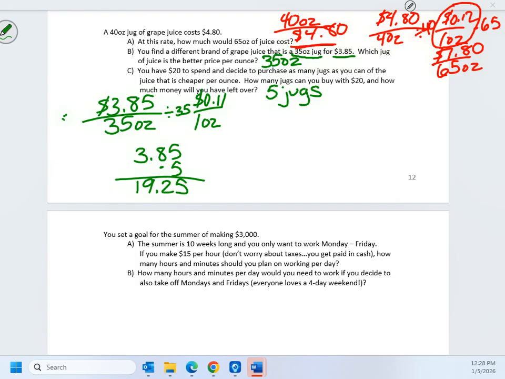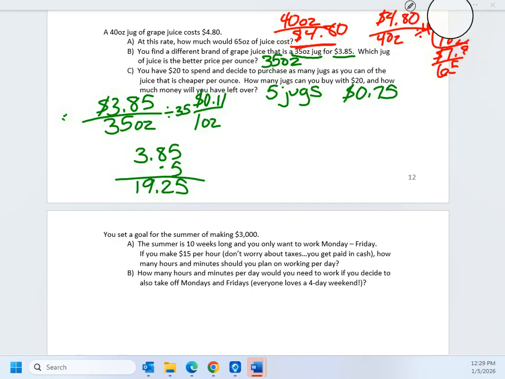I have a second question. What's the second question I have to answer, Joe? How much money will you have left over? So how much money will we have left, Ellen? 75 cents. Because 20 minus 19.25, I have 75 cents left over. Does that make sense? Make sure you answer all questions. Sometimes we have 2 questions we have to answer. On the test, we know if we only answer one, we're going to get it wrong. Make sure you're answering all questions.